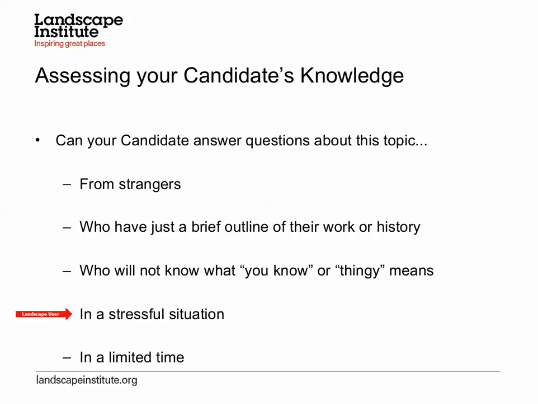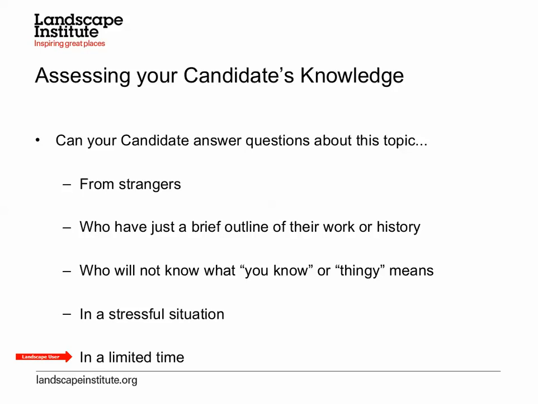When your candidate is in a stressful situation, so they're going to be under pressure, and when your candidate has limited time. So your candidate may be brilliant at doing environmental impact assessments, but could they explain how they should be done, not just how they're done in your office, but how they should be done to strangers in a pressured situation? Because that's the level of knowledge that they need to have. They at least need to talk about them theoretically to get that stage 2 level of knowledge. So these are always the questions that you should be asking yourself while you're trying to assess your candidate's knowledge.